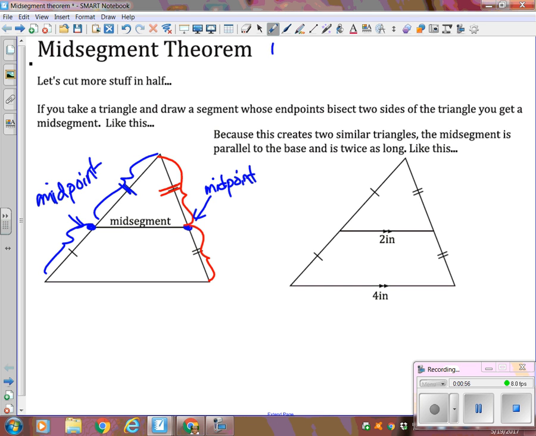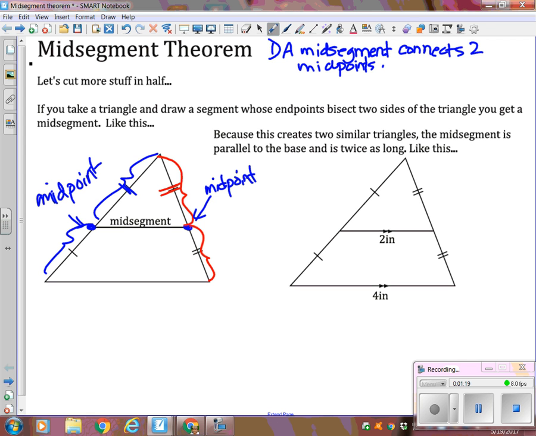So the first one is a mid-segment connects two midpoints in a triangle. So that means that you're going to have two pairs of equal lengths on each side of the triangle.